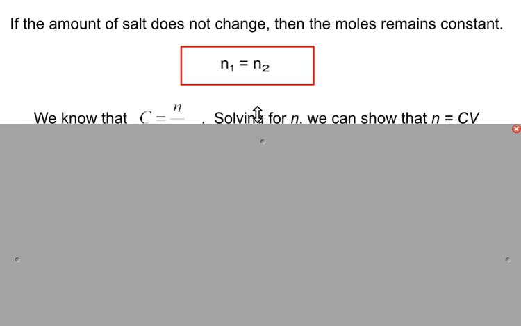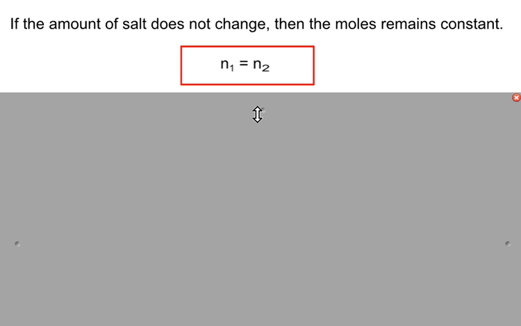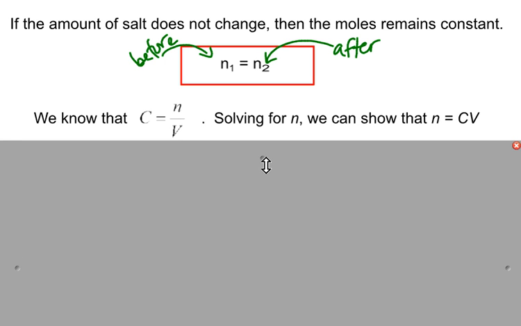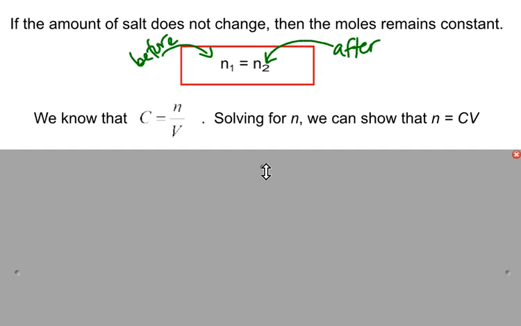So why don't you copy this into your notes? That means that my moles before, so we'll call that N1, this is before I added the water, is going to equal the number of moles of salt after I added more water. So N1, or my moles to start with, equals the amount of moles of salt I ended with. N1 equals N2.